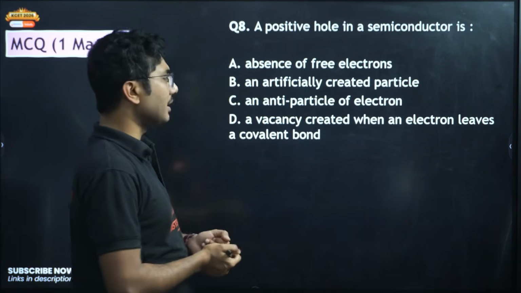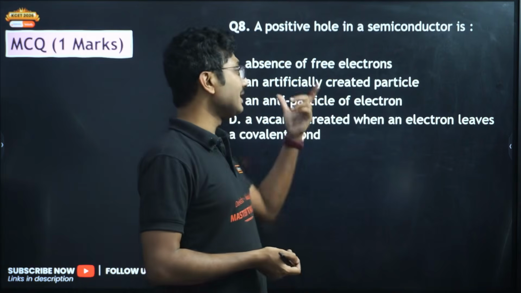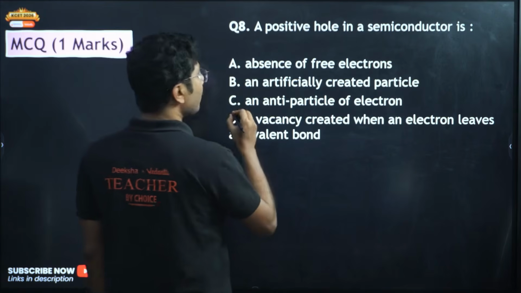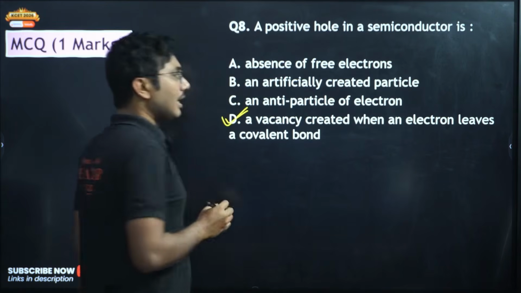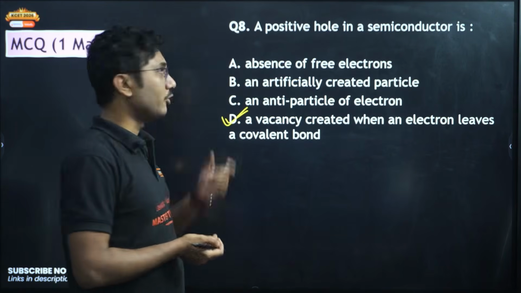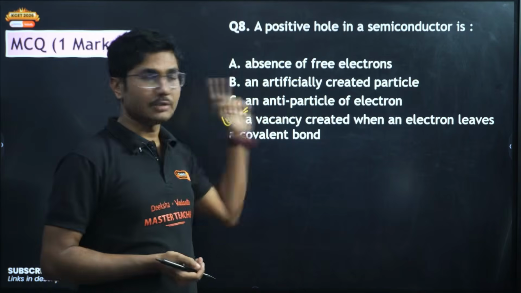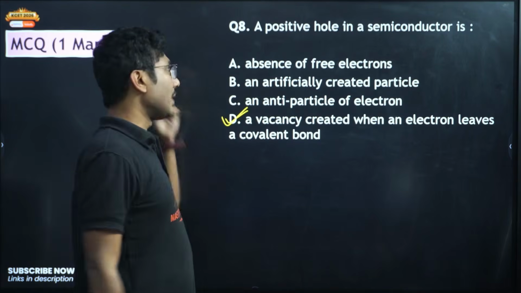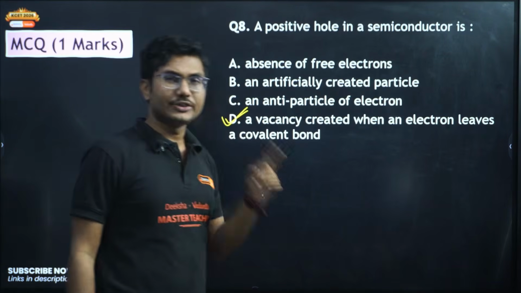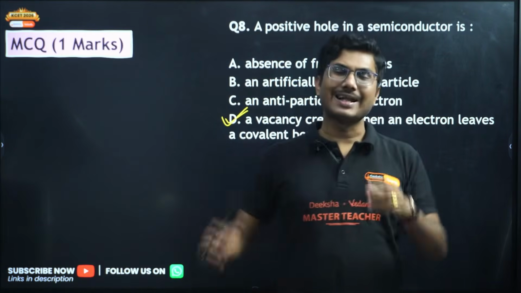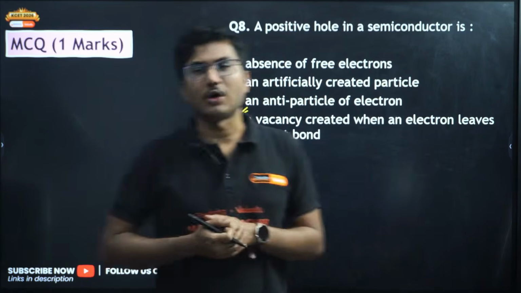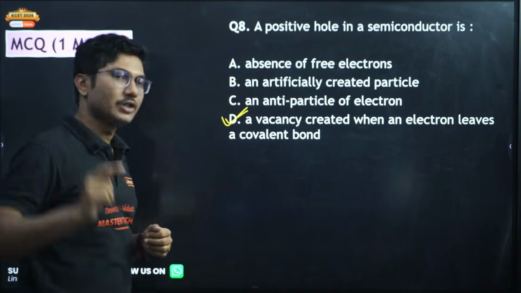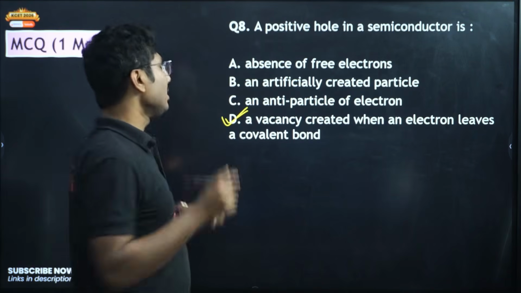Next, a positive hole in a semiconductor is: absence of free electrons, an artificially created particle, an antiparticle of electron, a vacancy created when an electron leaves a covalent bond. So a positive hole is a vacancy created when an electron leaves a covalent bond. It is not absence of free electrons. Remember, absence of free electrons is there in insulators, but a hole is not due to absence of free electrons. It is when an electron moves out of a covalent bond, the vacancy that is left behind, that vacancy behaves as a hole.